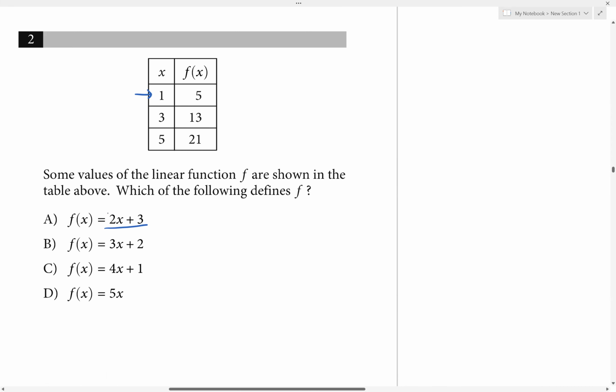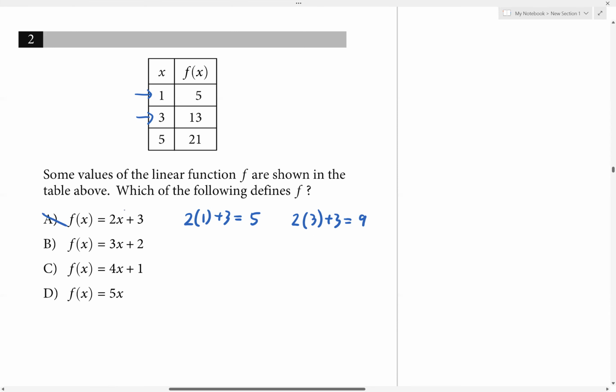You see we get f of x equals 2x plus 3. If I plug in 1 for x, we should get 5, right? So we try that: 2 times 1 plus 3. Well, that is 2 plus 3, that's 5. So that's good. But we also have to verify the second one. It'd be 2 times 3 plus 3. Would that give us 13? Well, no. 2 times 3 is 6, plus 3 is 9, so that's not 13. Unfortunately it doesn't work for the second point, so A is not correct.